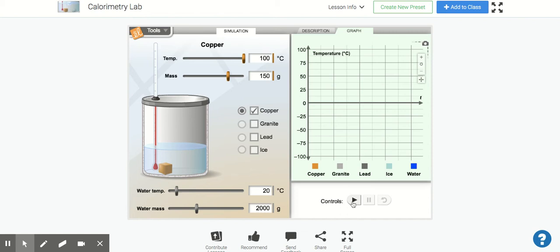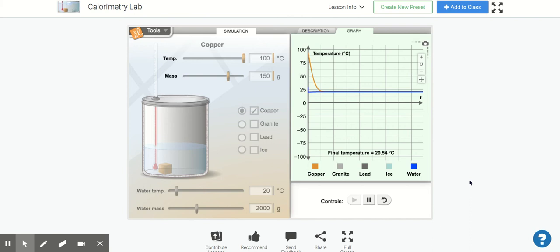So now the simulation is going to simulate what would happen if we put a 150 gram piece of copper at 100 degrees Celsius into 2,000 grams of water that's at 20 degrees Celsius. So we're going to press play and we're going to watch what happens. The orange line here is representing the copper. The blue line is representing the water. And so then we've got this final temperature for both of them is 20.54 degrees Celsius. And so we're going to use those values to calculate the specific heat capacity for our piece of copper.